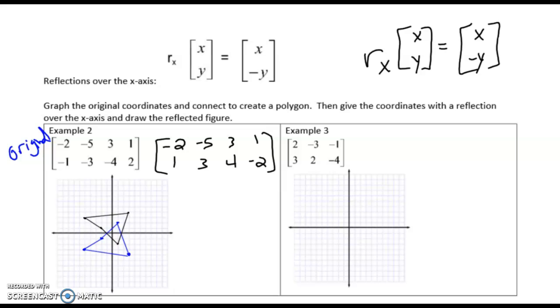Go ahead and try example 3. Pause the video. All right, so we have our new coordinates 2, negative 3, negative 3, negative 2, and negative 1, 4. And you can see that it's a reflection.